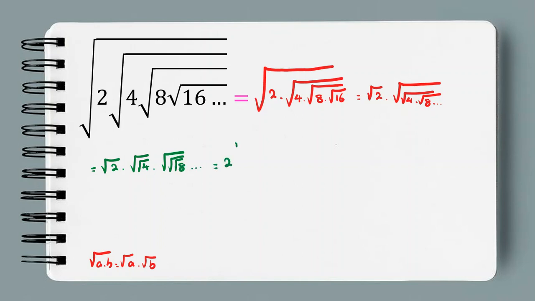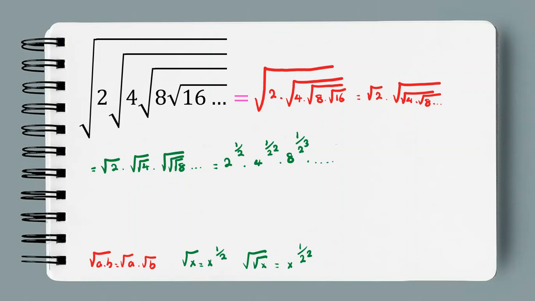So the first one is 2 to the power of 1 over 2. We know that the square root of x is x to the power of 1 over 2. And for example, the fourth root of x is x to the power of 1 over 2 squared, and so on. So the first one is this, the next one is 4 to the power of 1 over 2 squared, the next one is 8 to the power of 1 over 2 cubed, and so on.